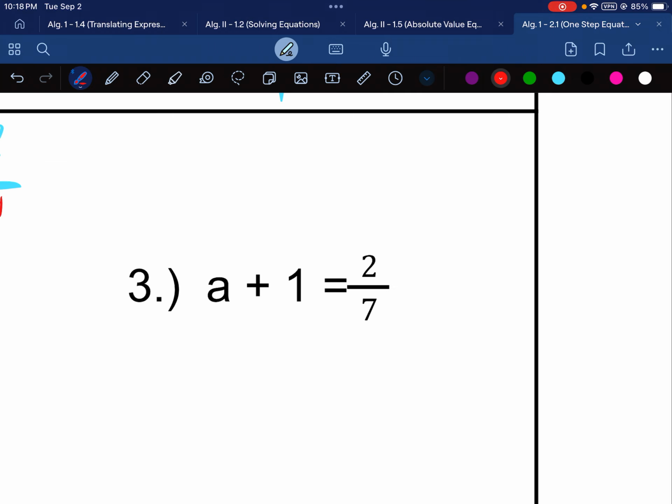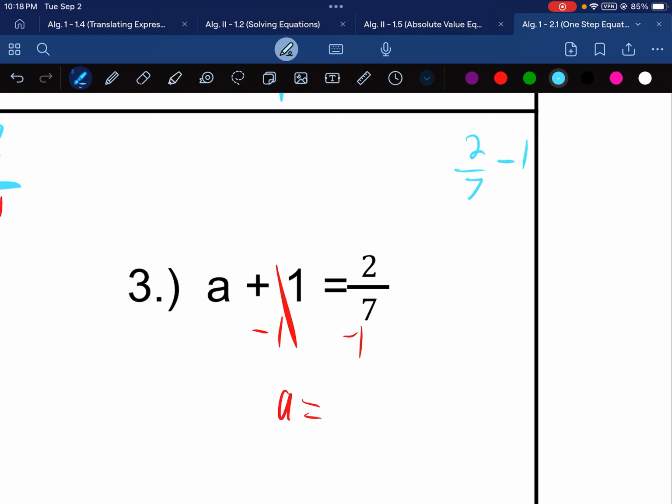Number 3 here, a plus 1 equals 2/7. So a is being added by 1. To undo that, I will subtract by 1. However, I can't just subtract 2/7 and 1 in order to get a by itself. I have to actually do that off to the side.